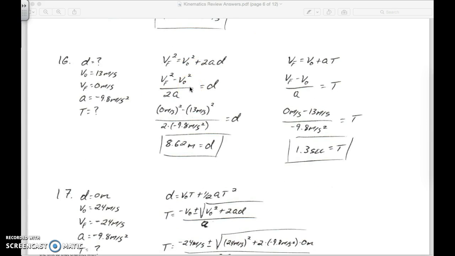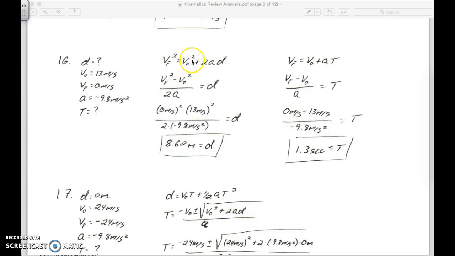Number 16, you throw a ball straight up into the air with a velocity of 13 meters per second. That's our initial speed. What is the maximum height of the ball and how long does it take to get there? At the maximum height, the final velocity is 0 because it has to stop on its way up before it can come back down. And acceleration, as always, negative 9.8 meters per second squared. We're solving for both the displacement and the time. We're going to solve for displacement first. So we're going to use the equation that does not have time. That's Vf squared equals V naught squared plus 2ad.